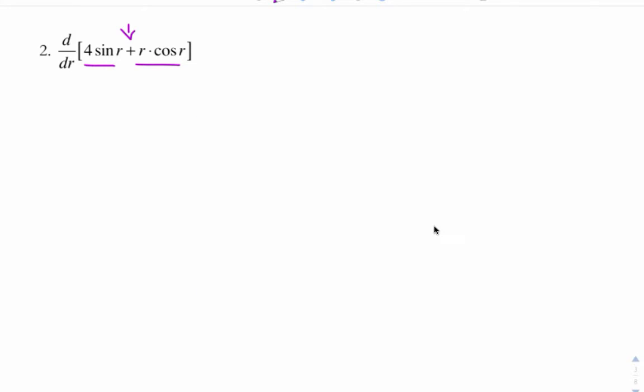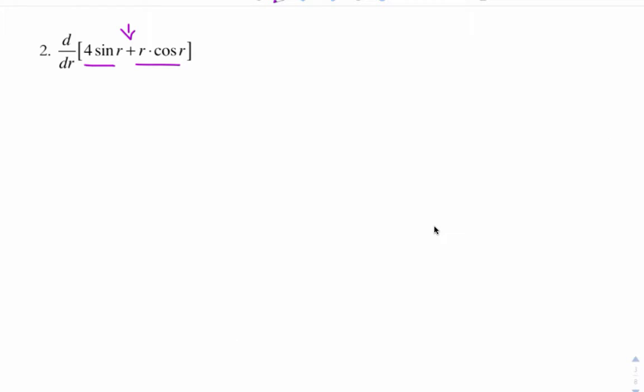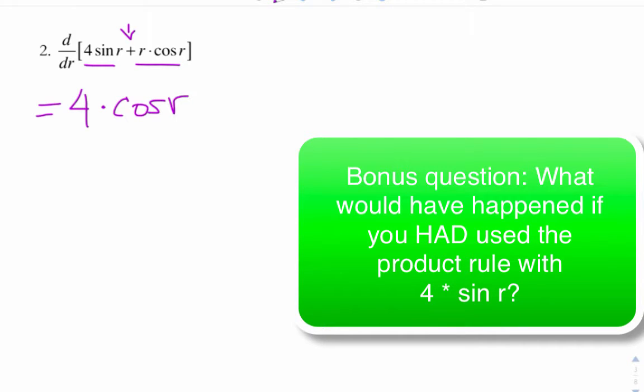Why don't you need to use the product rule for 4 times sine r? Because the 4 is a constant factor. So when we take the derivative of 4 times sine r, our derivative is just the constant factor times the derivative of sine. So that's cosine r.